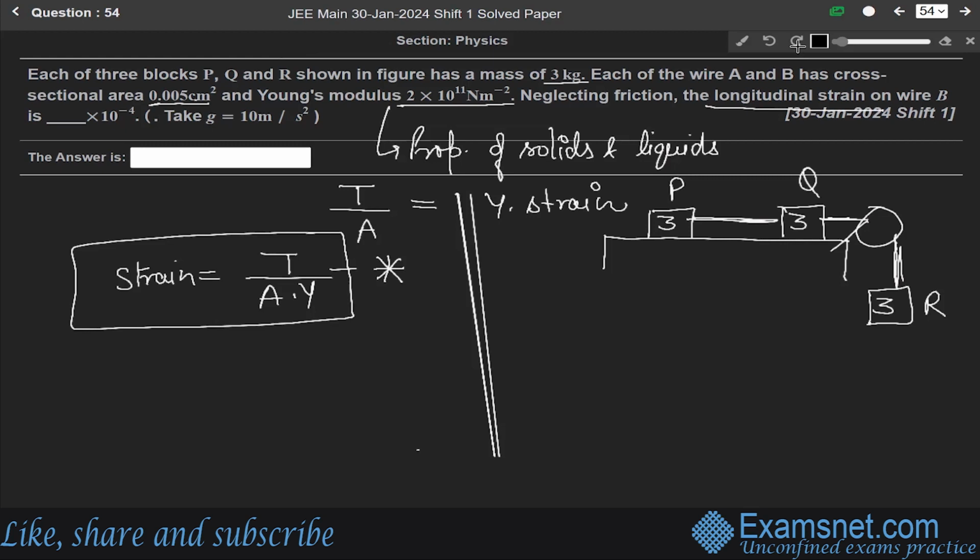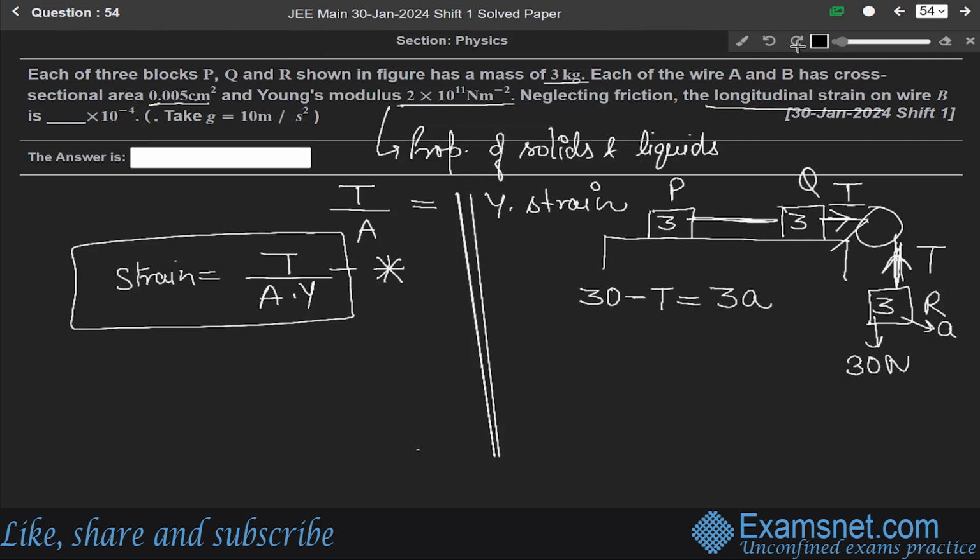Now if in this string the tension is T and this string the tension is also T. Since the mass is 3 kg, the force acting on it will be 30 Newton. Now using the equation, 30 Newton minus tension force is mass into acceleration. So mass is 3. Let us say acceleration in this is A, so it will be 3A.